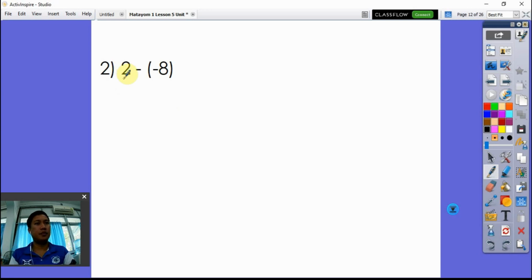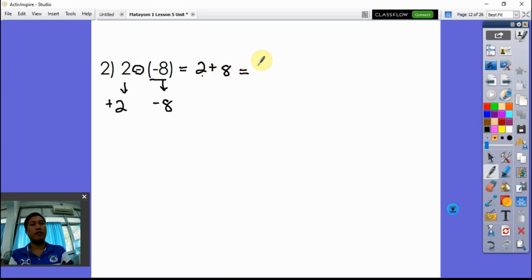Number 2. Okay, so 2 minus negative 8. The sign of 2 is positive. The sign of negative 8 is negative. Write the first number. Change the minus sign into plus sign. Write the opposite of negative 8, which is 8. So we add this normally since both of them are the same sign. So we have 2 and 8 is 10. Their signs are plus or positive, we don't need to write positive on the answer.